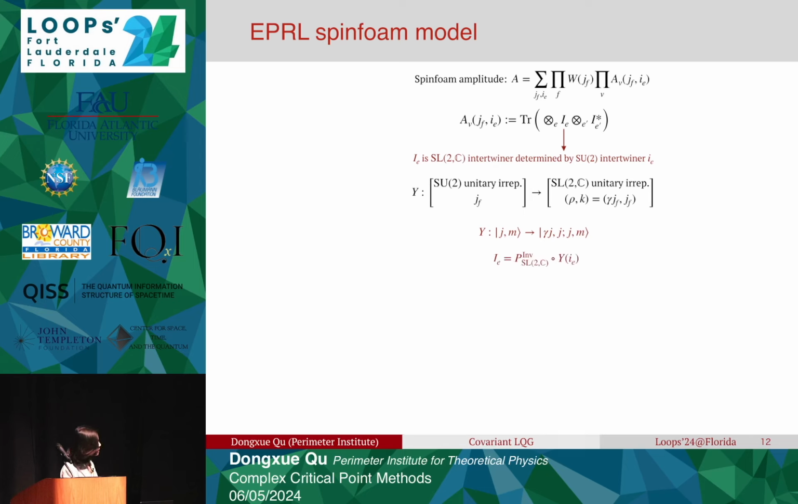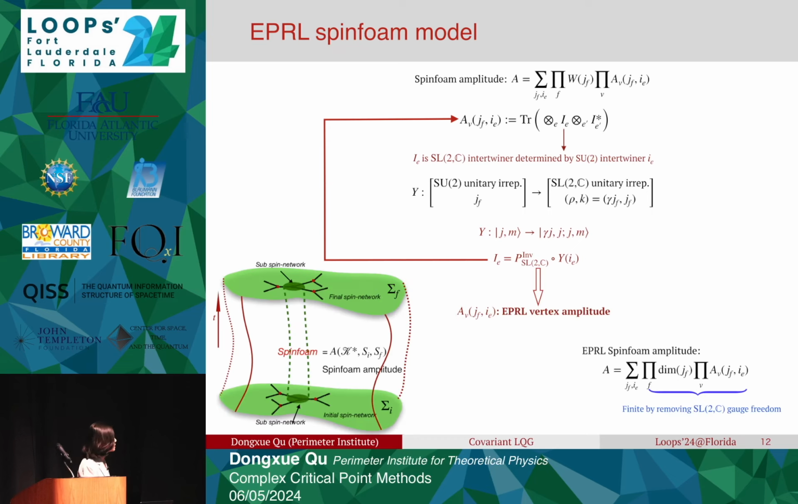So to construct the SL(2,C) intertwiner, we first apply this Y map to the SU(2) intertwiner. Then we apply the invariant projector to this SL(2,C) invariant tensor space. We get the SL(2,C) intertwiner. And then we plug this SL(2,C) intertwiner into the vertex amplitude. We get the so-called EPRL vertex amplitude. And with this EPRL vertex amplitude, we just use the previous mechanism. We put all the vertices together and take the product, sum over all the spins and the intertwiners. We get the EPRL spin foam amplitude.